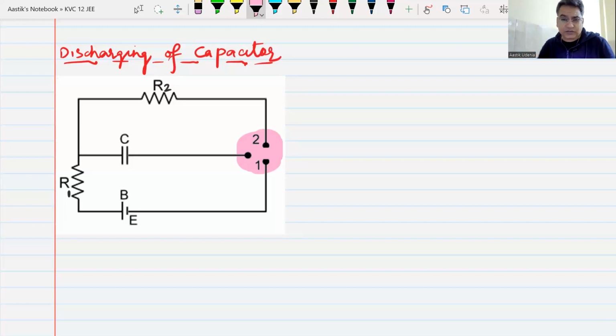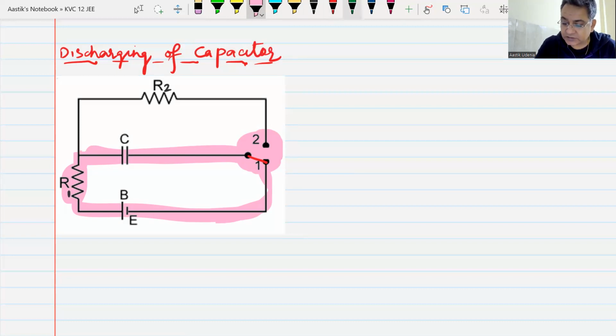A two-way switch is a switch we can connect at two points. So this is a two-way switch. In case number 1, which I will draw in red, the switch is put at point 1 so that this circuit, the pink circuit, gets completed. When the pink circuit gets completed, what will happen to the capacitor? The capacitor will get charged. Do we understand this? Sir.